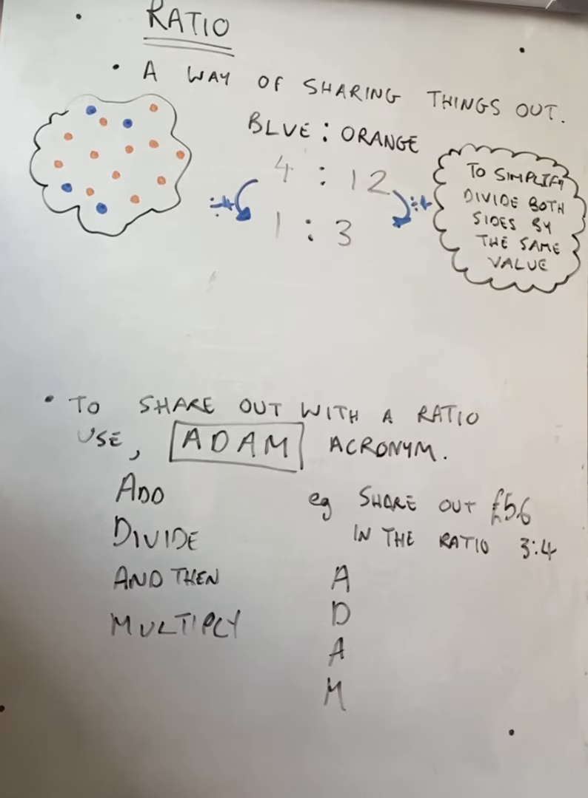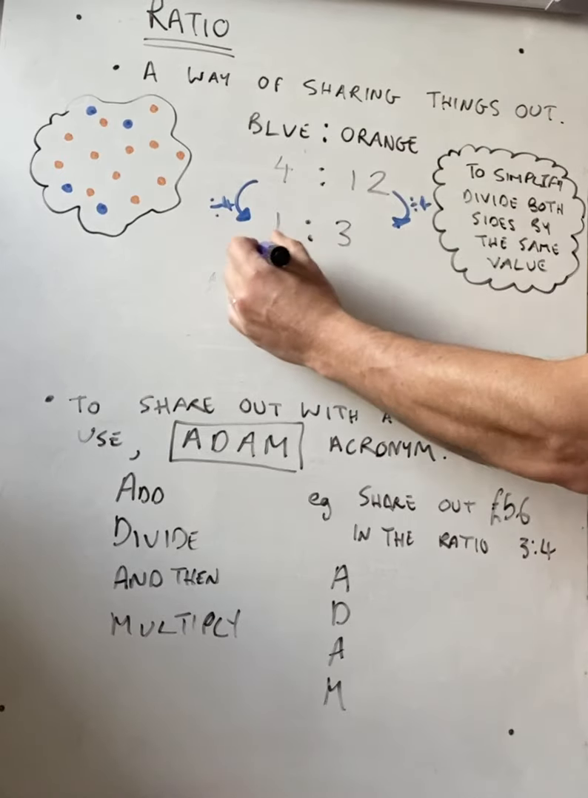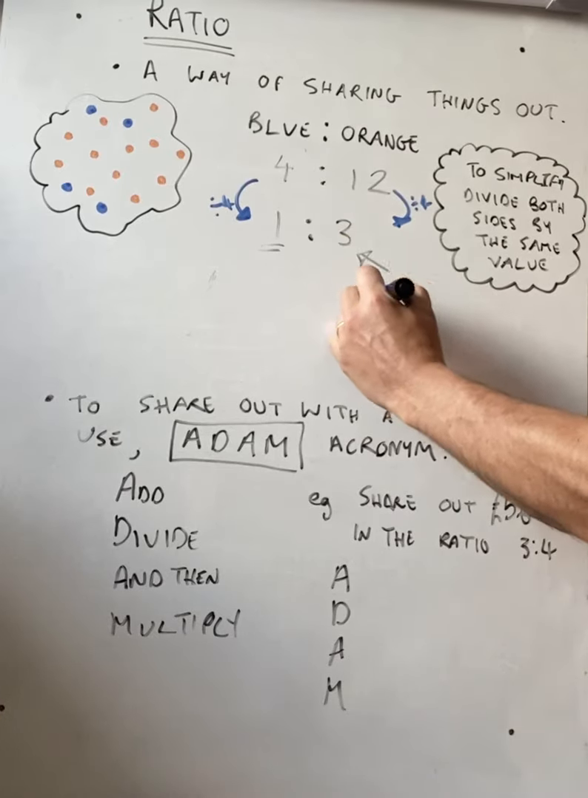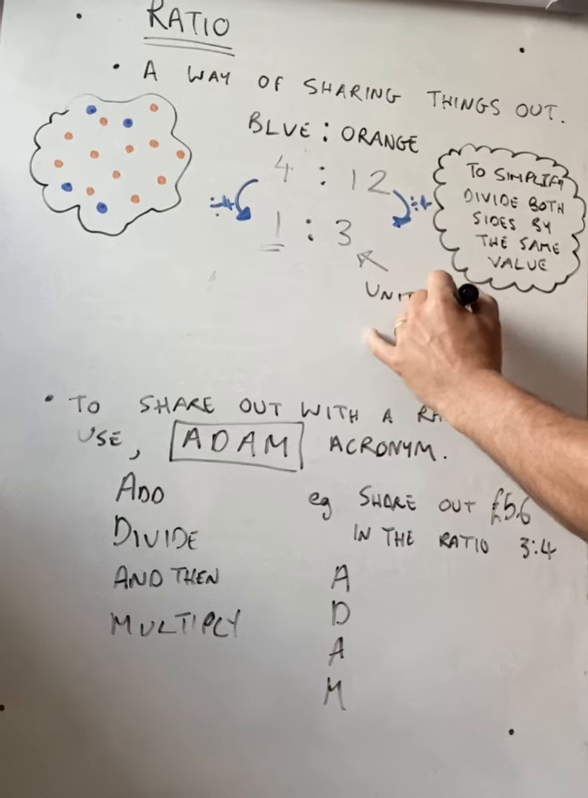1 and 3. Now this is a special type of ratio. This is what we call a unit ratio. It's called a unit ratio because there's a 1 for one of the values. When you get down to 1, it means you can't really simplify it any further, or make it any smaller, really, I should say. So this we're going to refer to as a unit ratio.